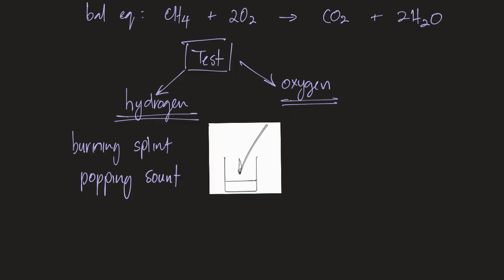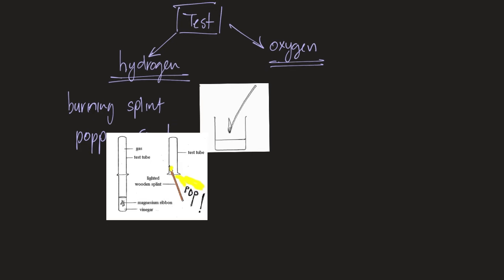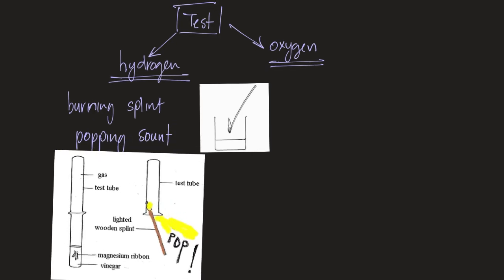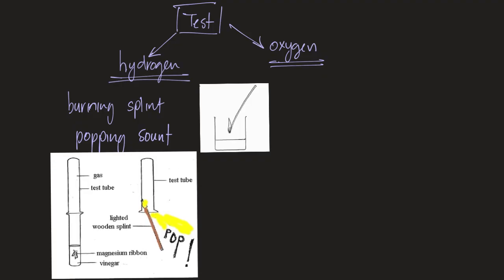How we do that is, if we had this reaction, for example, and put magnesium into vinegar, and it reacts with each other, and then the test tube at the top will fill with a gas, and that gas is hydrogen. So the gas that I'm seeing here is hydrogen. And when you put a burning splint into it, it's going to make a popping sound. That's how I know I have hydrogen.